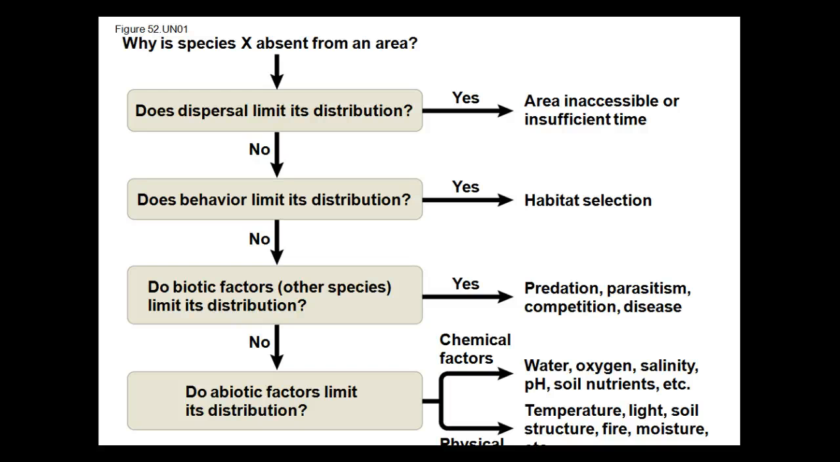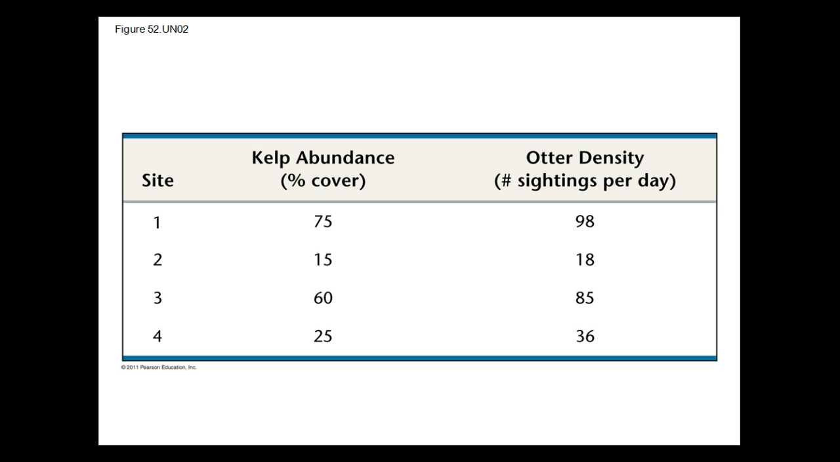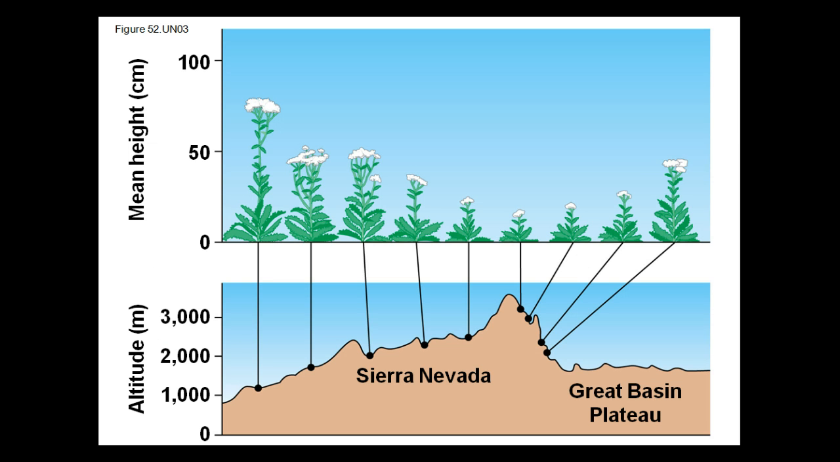So this is kind of interesting. Why is species X absent from an area? And you have to think about what is it that contributes to that, or why does an organism live in a certain place? Why and what is affecting that?